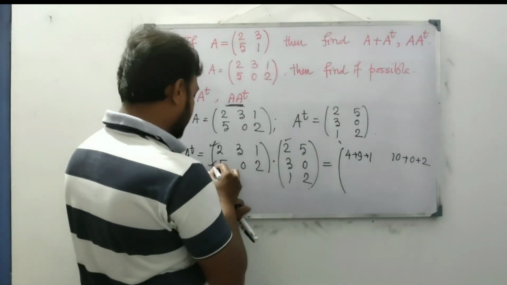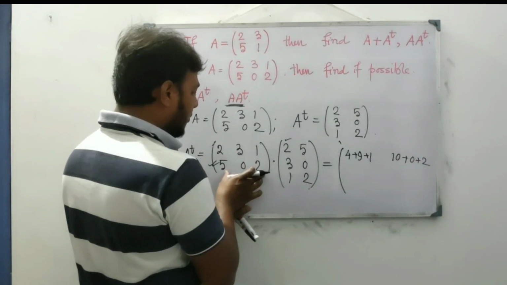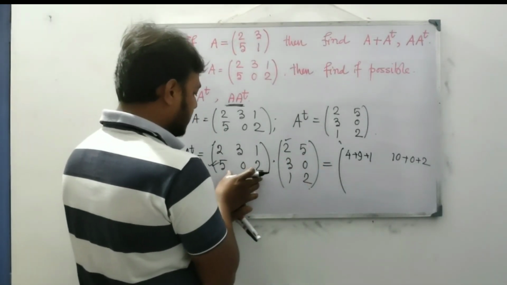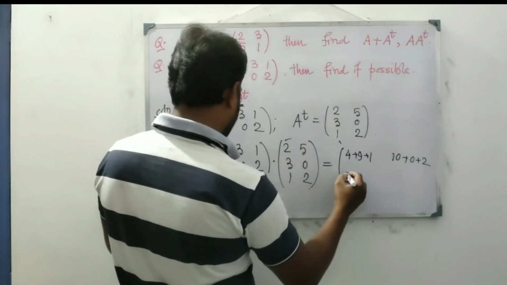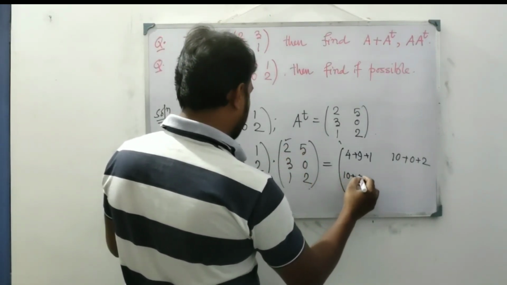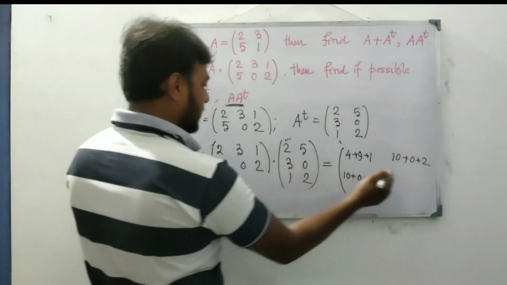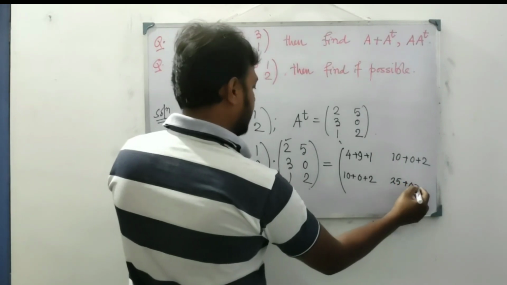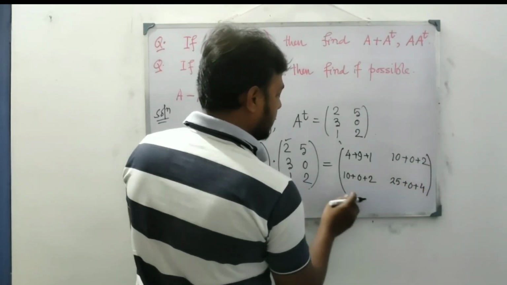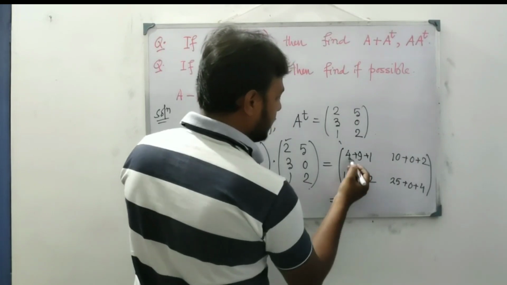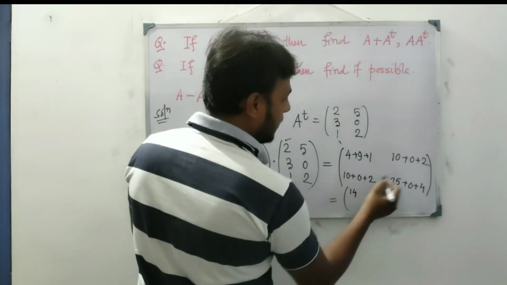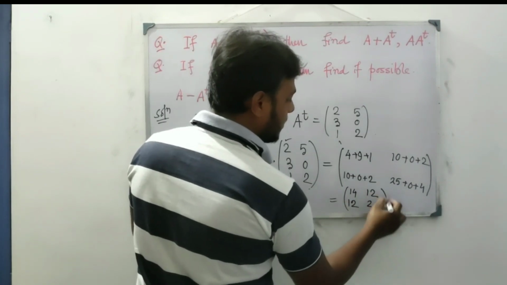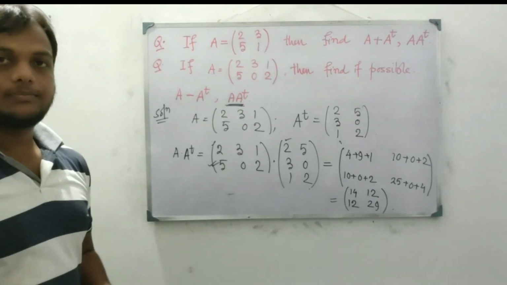Now consider the second row and take the inner product with each and every column of the second matrix. So second row and first column: it will become 10 plus 0 plus 2, and with the second column it will be 25 plus 0 plus 4. Okay, so now simplify, then you will get the answer. It is 14, 12, this is 12, and this is 29. So this completes the solution. This is our A times A transpose. Understood?